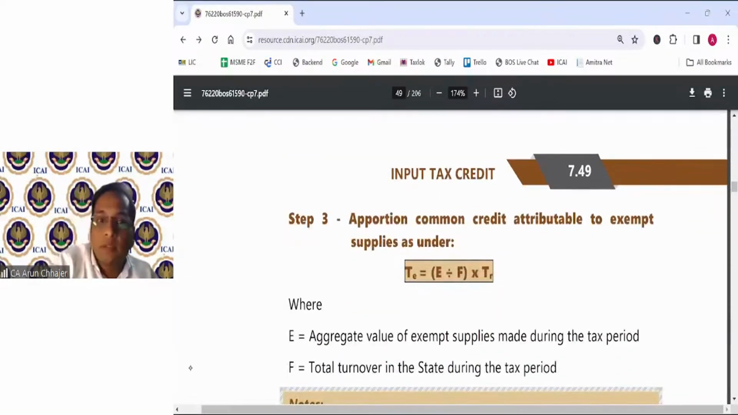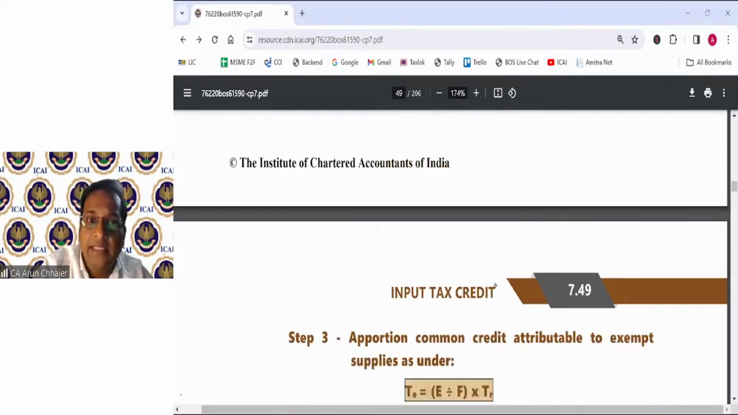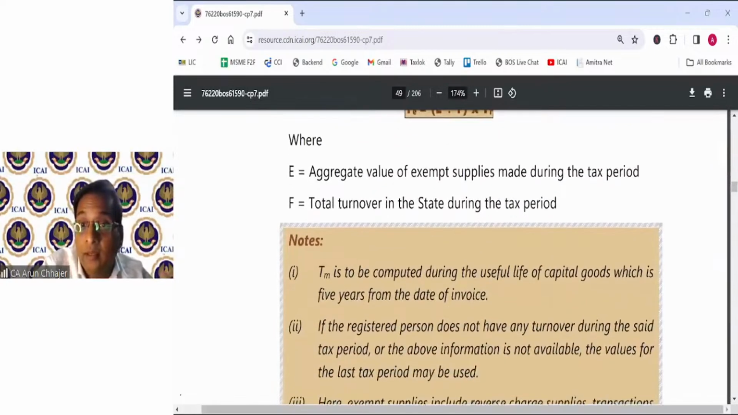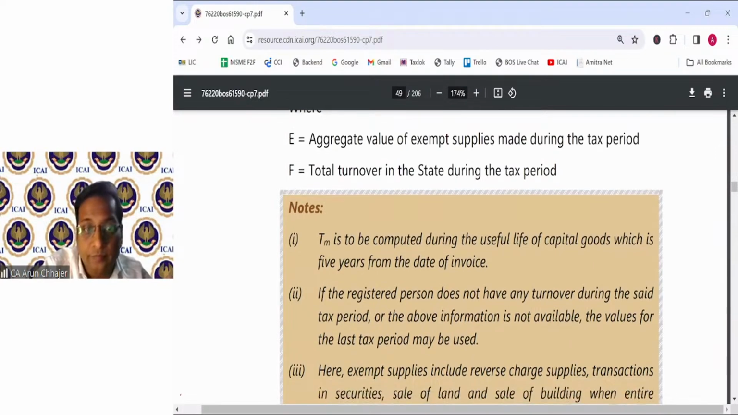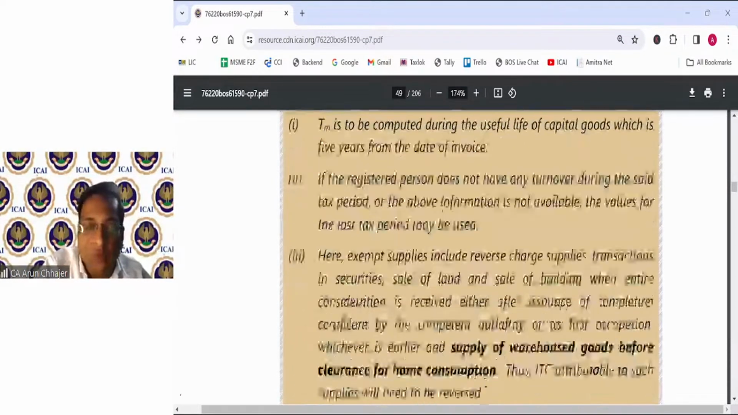A portion of common credit attributable to the exempt supply as under. Again, E by F multiplied by TM. E is the exempt supply and F is the taxable supply. We have discussed the same formula in rule 42 also. Aggregate value of exempt supply is E and F is the total turnover.